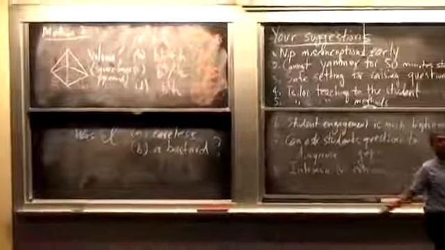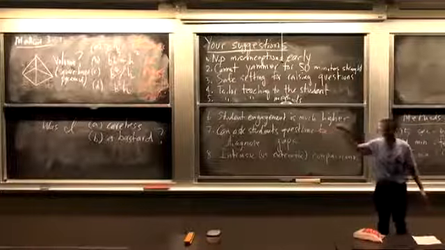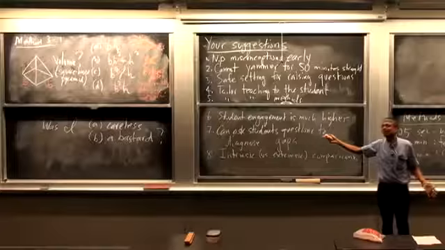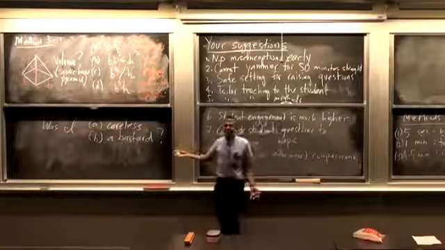Okay, so who votes for A? One of these is definitely correct. No votes for A? Who votes for B? Oh, I'm hurt. I'm hurt. Well, B is in fact correct.